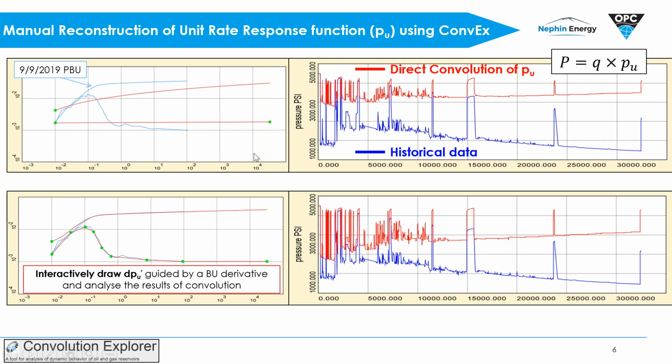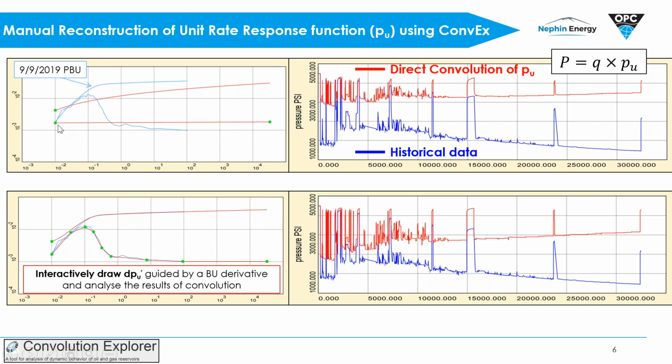Okay, so on my screen on the top part of the slide, we have a conventional derivative in blue here. That's just to guide us, and I'll come on to that later. But here in red, we have the unit rate response function, and here we have the derivative. On the right-hand side in the blue data is the historical data. Again, that's recorded by the pressure gauge downhole. And in red, we have the result of convolution using this unit rate response function.